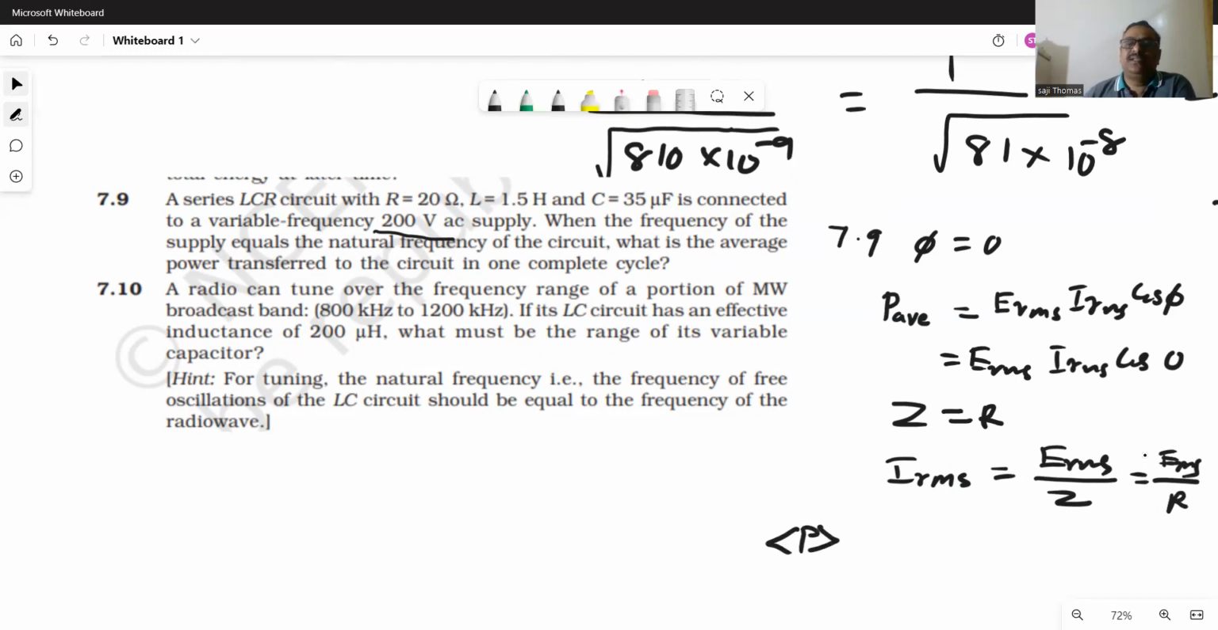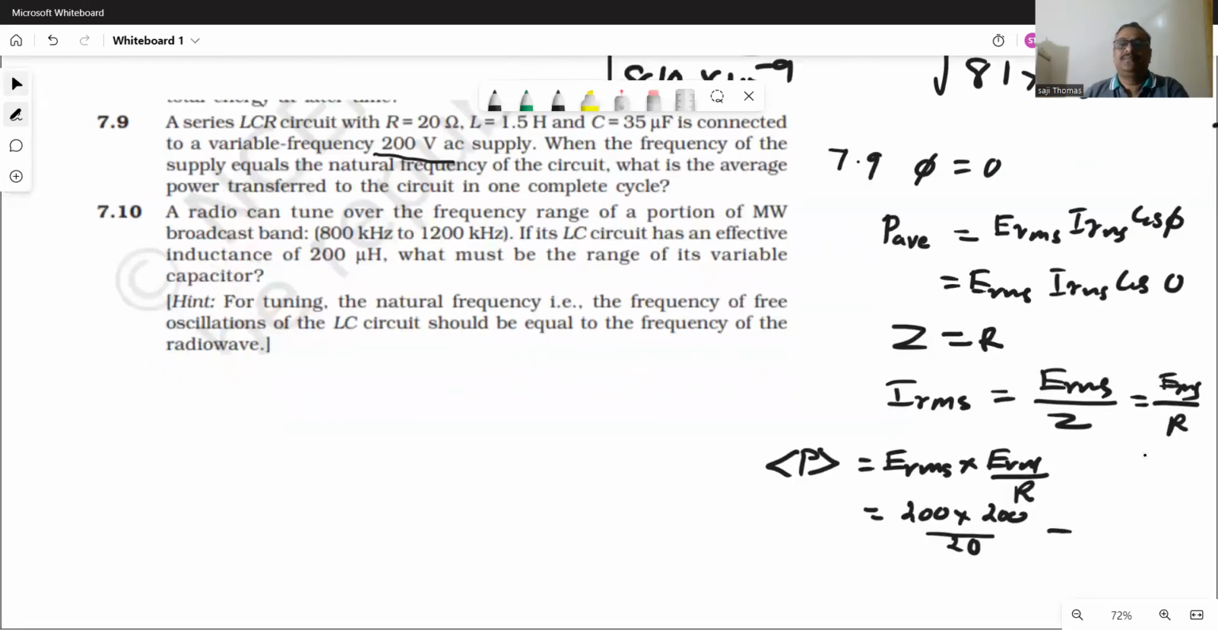Now you can find out the average power. Put in the equation: average power equals E RMS into E RMS by R. E RMS is given as 200. So 200 into 200 divided by R. R is 20. So what will be the answer? 2000 watt. That is the average power.